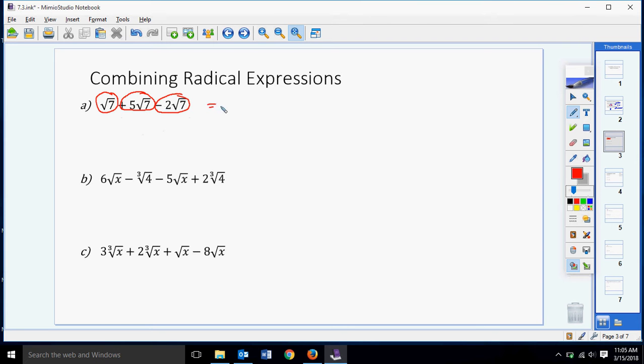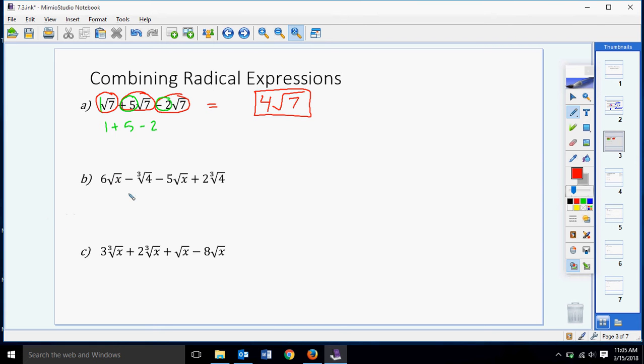So basically, these are like terms in the sense of algebra. We're going to keep the index and the radicand the same. So it's still the square root of 7. But let's look at their coefficients. We have a 1 out in front here. Remember, it's hidden. We have a 5 here, positive 5, and we have a negative 2. So a 1, a 5, and a negative 2. 1 plus 5 is 6, minus 2 is 4. That means the coefficient out in front is 4.